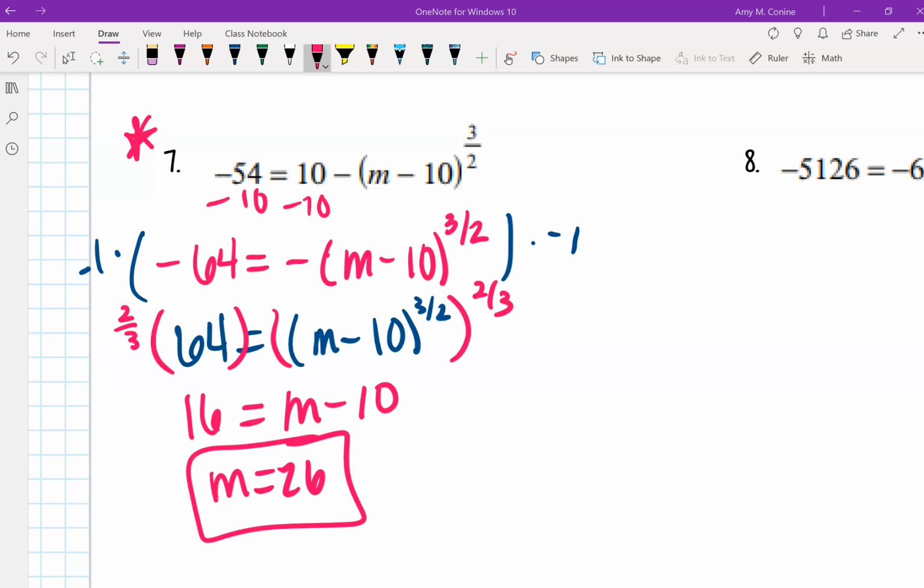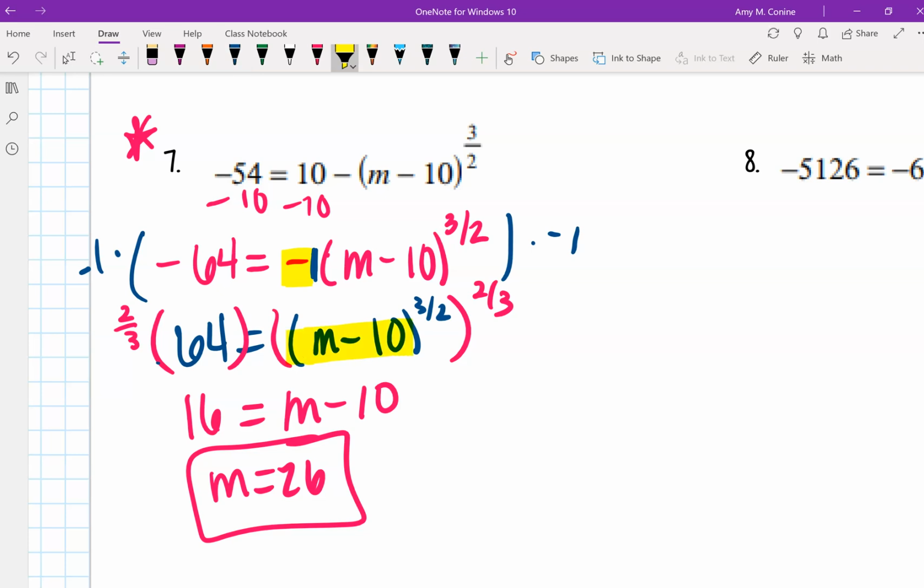All right, so this is what I got for 7. So I subtracted my 10 over, and then I have this little negative out front right here. So the group is not completely by itself because we do have a -1. There's an invisible 1 right there. So I went ahead and I multiplied both sides by -1 to get rid of it. So when I do that, I get a positive 64, and now this group is completely by itself.